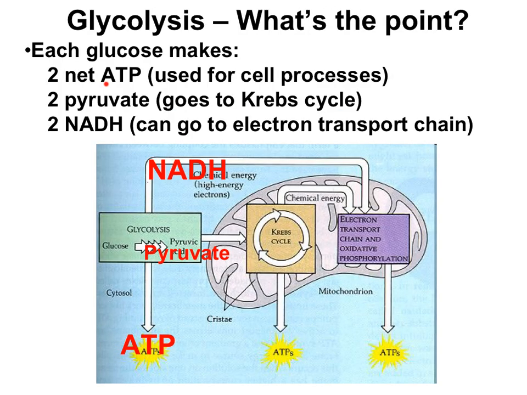The 2 ATPs are used to do cell processes, cell work: chemical work, mechanical work, and transport work. The two pyruvate products will move on to the next step. In aerobic cell respiration, the next step is the Krebs cycle. The two NADHs will be used to bring high-energy electrons to the electron transport chain in aerobic cell respiration. In anaerobic respiration, pyruvate and NADH have different pathways, which we'll get into later.